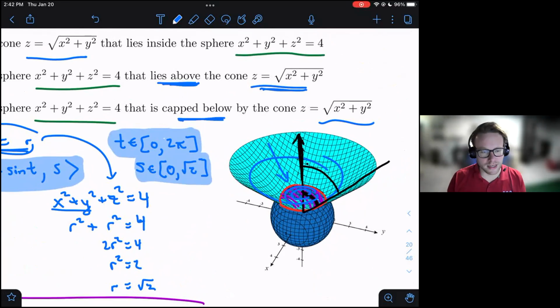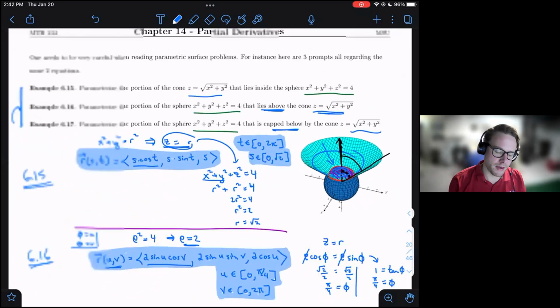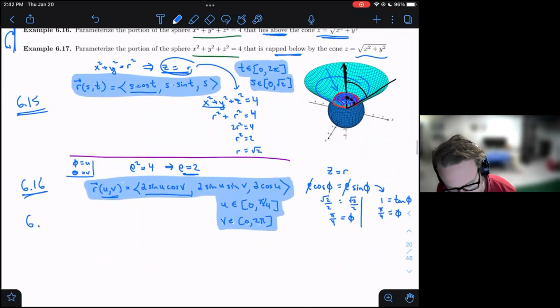And so you will likely see these both in WeBWorK and possibly on quizzes and exams. And actually, 617 is the exact same thing here. It's just a different way of phrasing it.